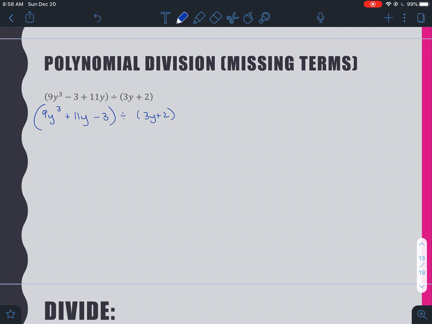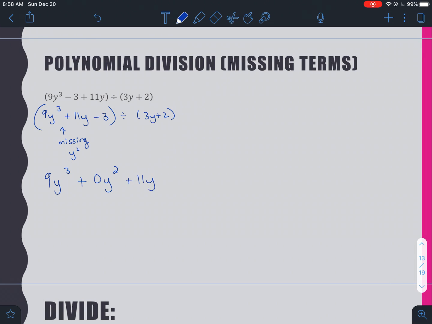Are any terms missing? Meaning if you started with y to the third, are any of the y terms missing? Well, we have 9y to the third, then 11y. Yes, one of the terms is missing. We don't have a y squared term. So we're missing a y squared term. So we need to add it in.